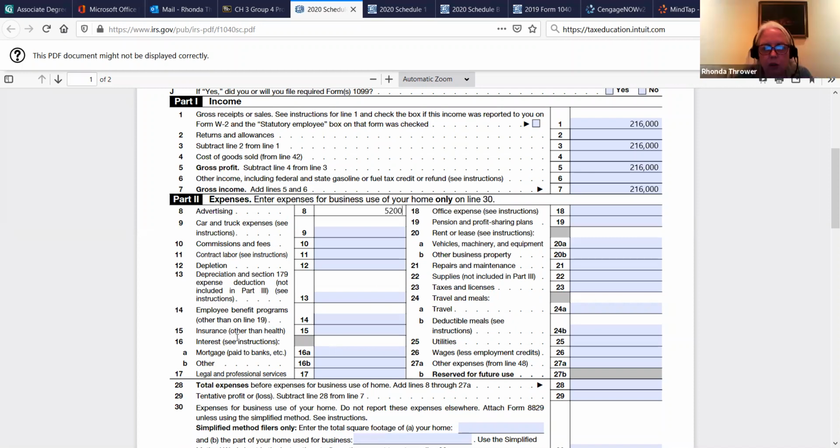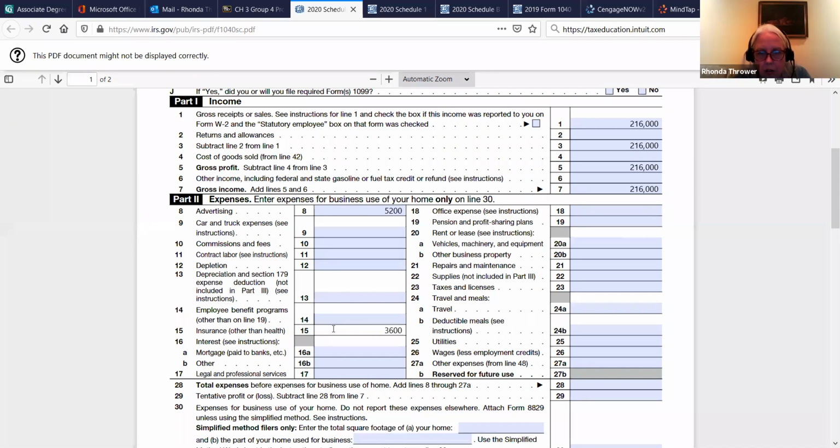So you just kind of go down through here to see if there's something for insurance other than health. Business insurance, it would have to say insurance on the expense portion of that. 3,600. Okay, so there was some of that.